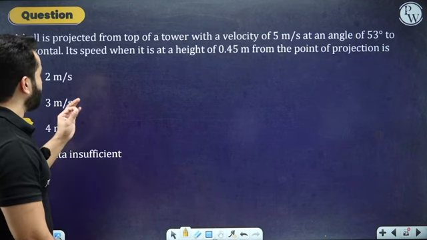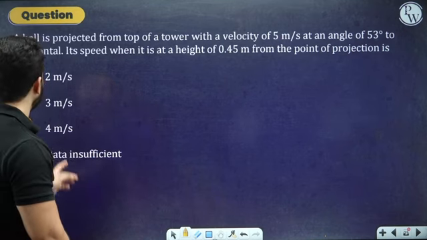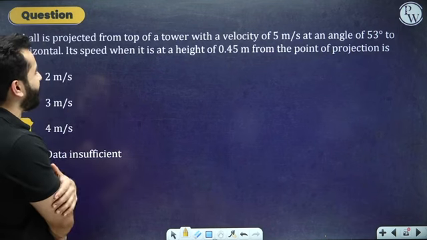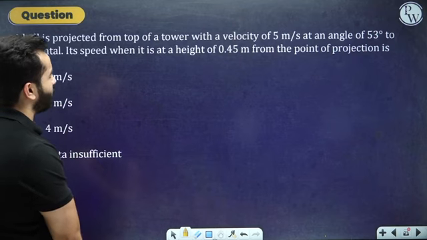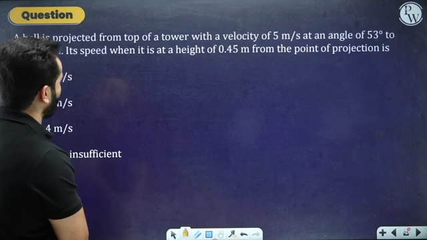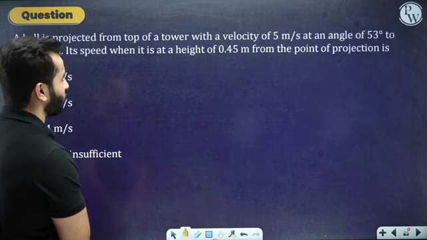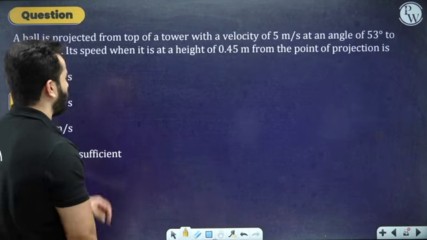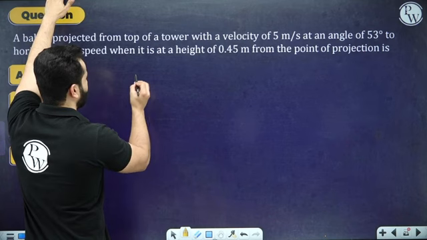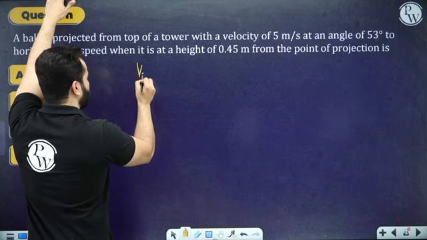A ball is projected from top of a tower with a velocity of 5 meters per second at an angle of 53 degrees to the horizontal. Find its speed when it is at a height of 0.45 meter from the point of projection. All right, from the top of a tower, and we don't have the height of the tower and we don't need it. So all we need to do is just use the equation. We have to find out the speed. Now please see, we just have to find out what Vy is going to be.